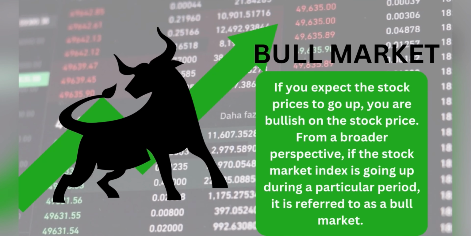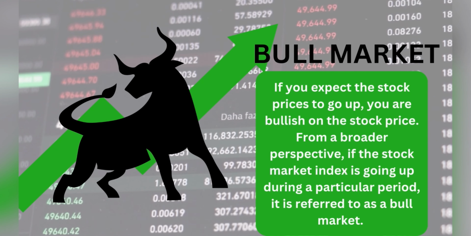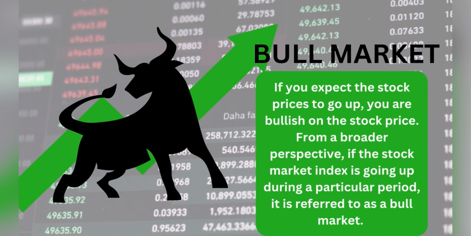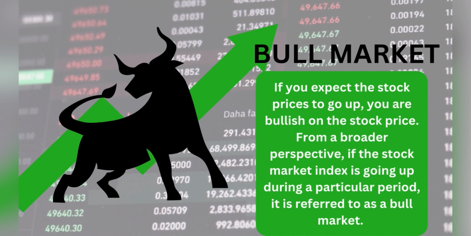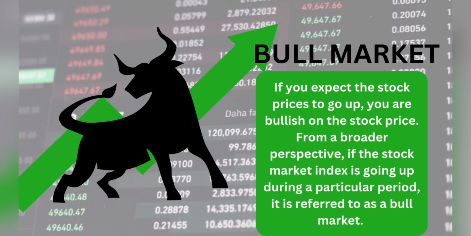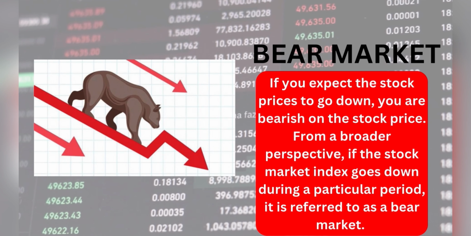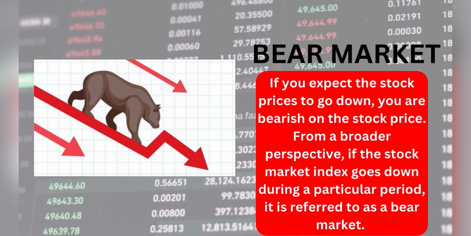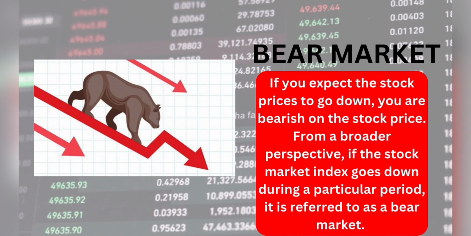Have you heard of the terms bull market and bear market? A bullish market is one in which prices are generally expected to rise. If you expect the stock prices to go up, you are bullish on the stock price. From a broader perspective, if the stock market index is going up during a particular period, it is referred to as a bull market. Opposite to this comes bear market. A bear market is a finance jargon used to describe a steep drop of 20% or greater in an asset from its most recent high, which may happen over the course of weeks or months.